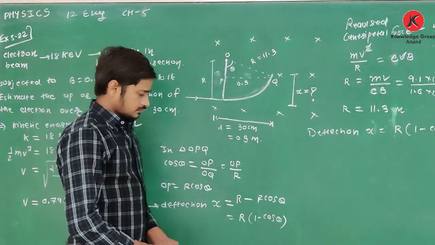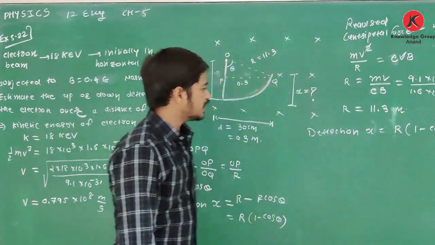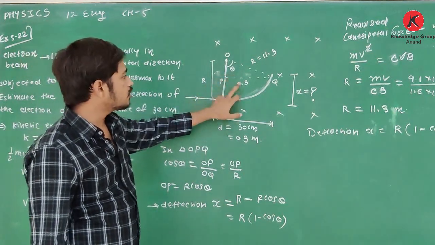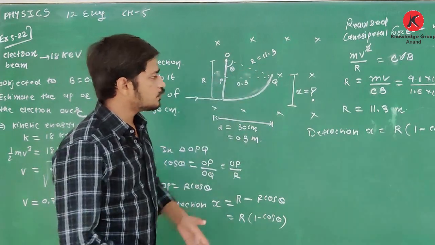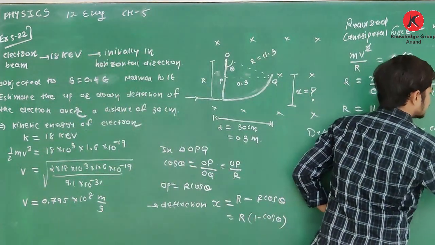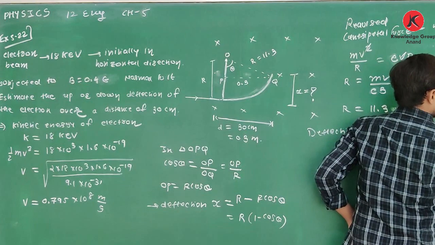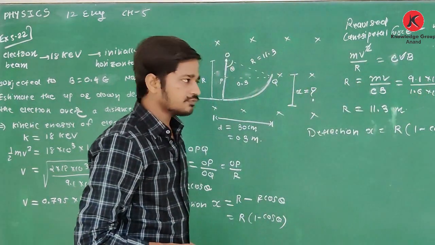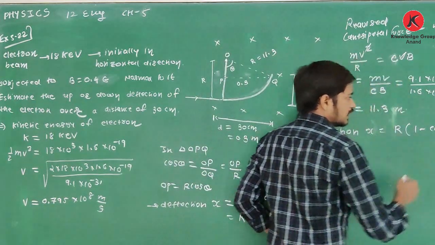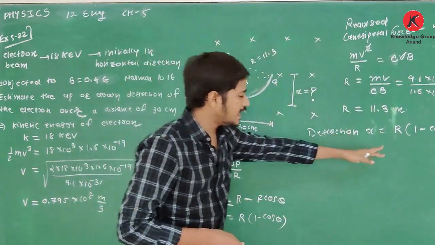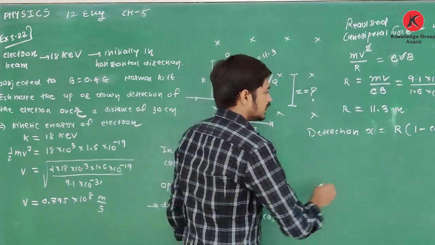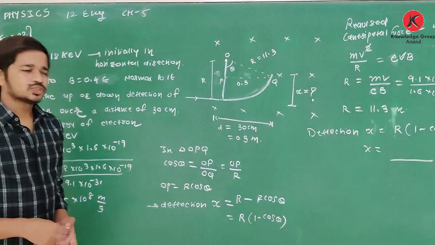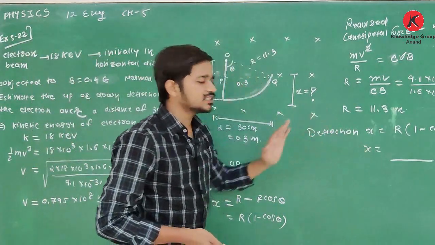Or you can find the value of theta from this triangle, because you are given the opposite side and hypotenuse. So first of all, find sin theta. Sin theta is equal to E upon R. You will get the value of theta, and then put the value of theta in this case. You will get your deflection. Clear? So there are two ways to find this deflection.